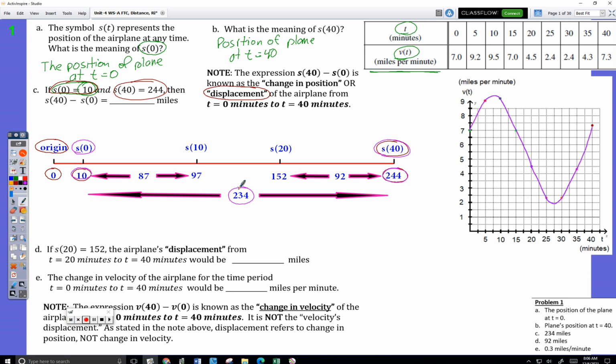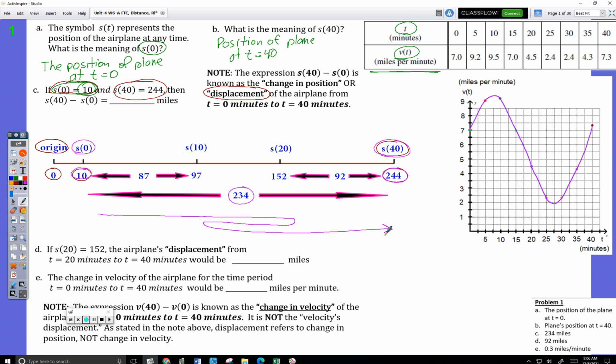If the plane flies in a straight path, the distance traveled will also be 234. However, if the plane does something like this, where it goes to the right and then comes back to the left and then goes to the right again, the distance traveled will be much more than 234. So keep in mind that you'll be asked about distance traveled. You'll also be asked about displacement. They are related but different. Questions? Cool.